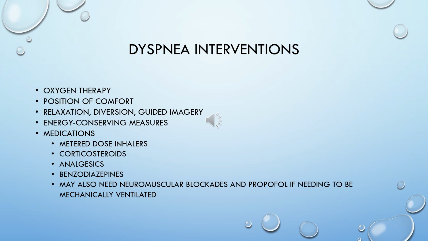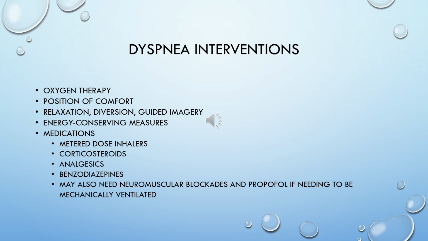Aside from the oxygen therapy, you want to position them for comfort, and most patients that are short of breath are going to want to be in a high Fowler's or Fowler's position. They're not going to want to lay flat, and it kind of makes sense. If you think about breathing, when you put a patient up high, you're using gravity to help work the diaphragm. It's not having to work against gravity when they're in that sitting position as opposed to a reclining position. So you're going to position them for comfort and help them to relax. You're going to do diversion, guided imagery, something to help them calm down, because if you're short of breath, you're very anxious. Some energy conserving measures, you're going to try that as well.